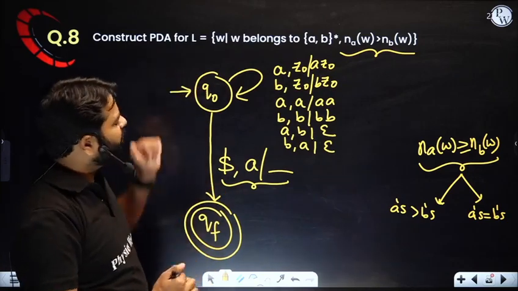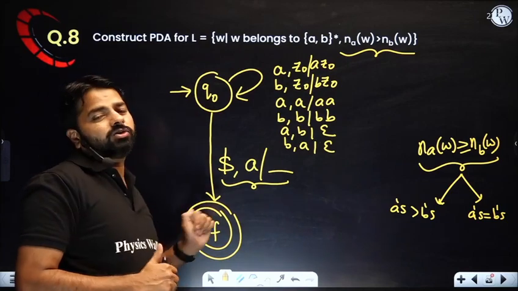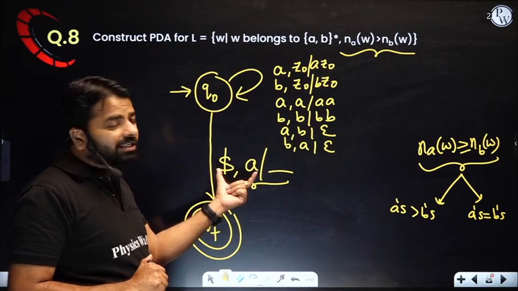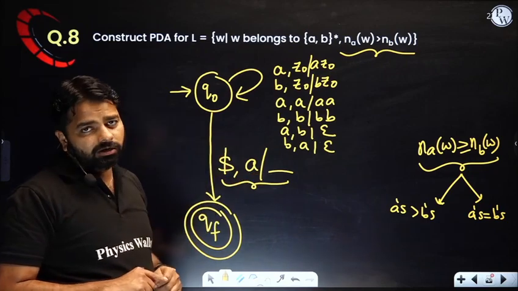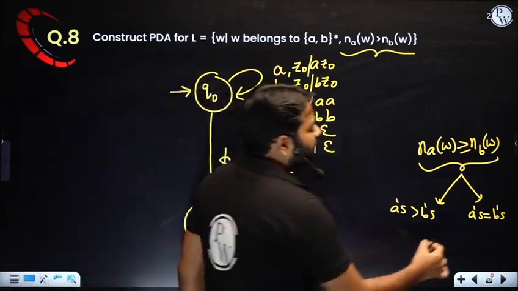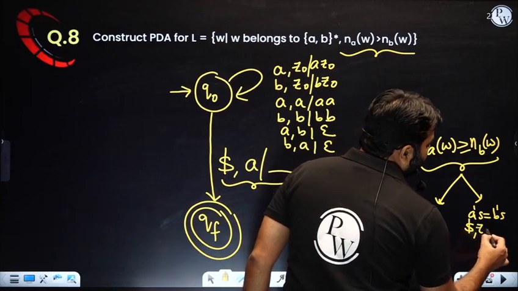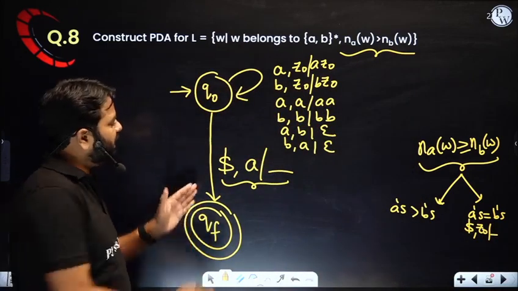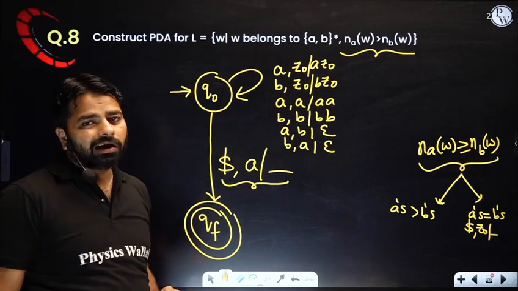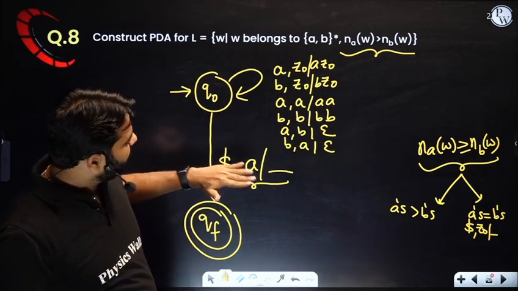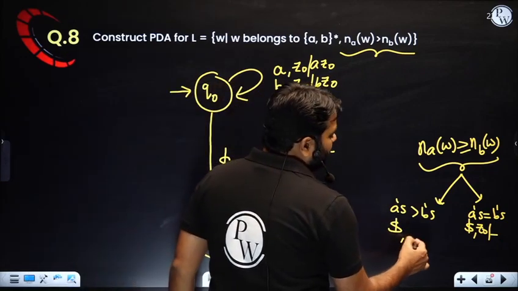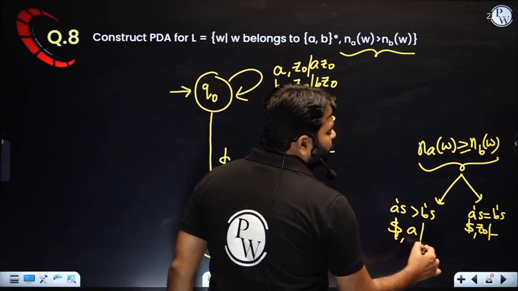Just ensure from Q naught, (dollar, Z naught) may also happen, because that is guaranteed equal. So apart from this, there is another situation, (dollar, Z naught). So only one thing here: (dollar, Z naught) that you should add from Q naught to QF. That's it. Take another transition here, (dollar, Z naught). Either (dollar, Z naught) may happen or (dollar, A). Okay, this one, (dollar, A) from Q naught to QF.